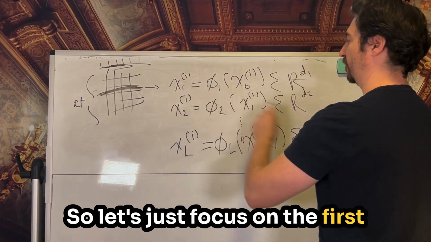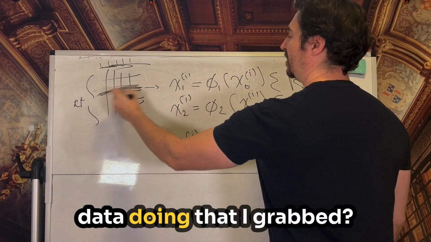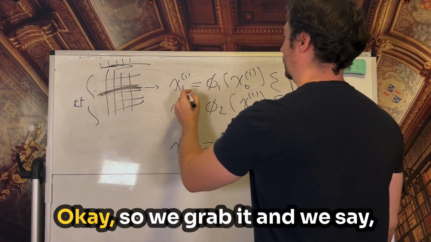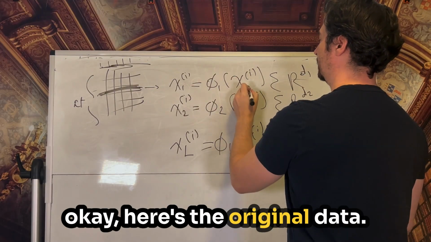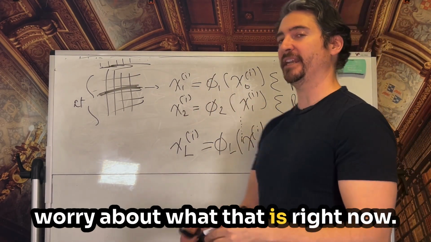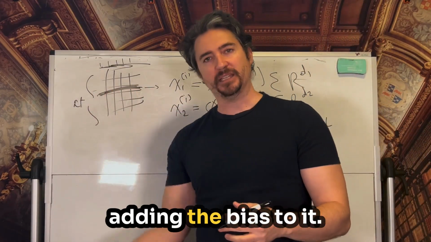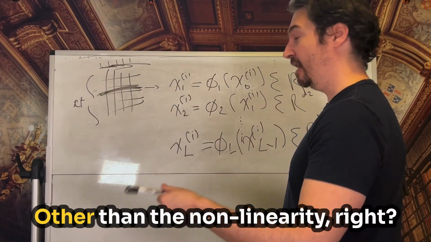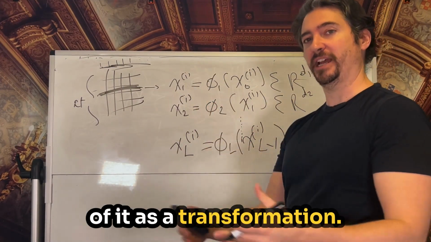Let's focus on the first one in case it looks a little crazy. In layer 1, what is the one row of data that I grabbed out of the table doing? We grab it and say, here's the original data. The phi is some transformation. Don't worry about what that is right now; we're going to get into that. It's things like applying nonlinearities, adding the bias, getting the dot product in there. That's from lesson 1, other than the nonlinearity. For now, just think of it as a transformation.